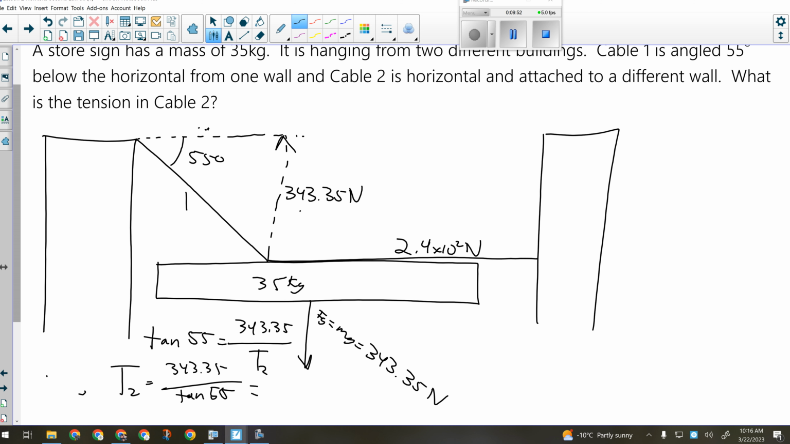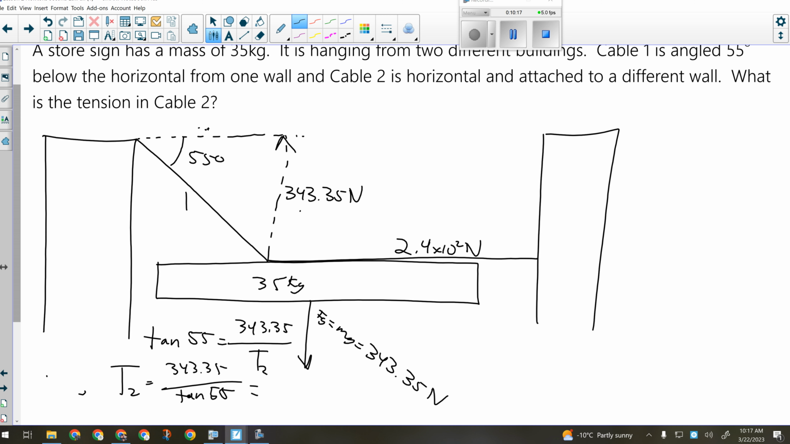Okay, do I put a direction on that? They asked me for the tension in cable 2. Can tension pull two ways? It can. That's why I can't put a vector on that. The way that question asked it, that's my final answer. 2.4 times 10 to the 2 newtons. That is how tense or tight that cable is.